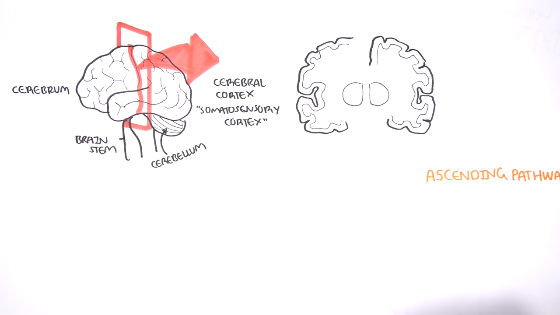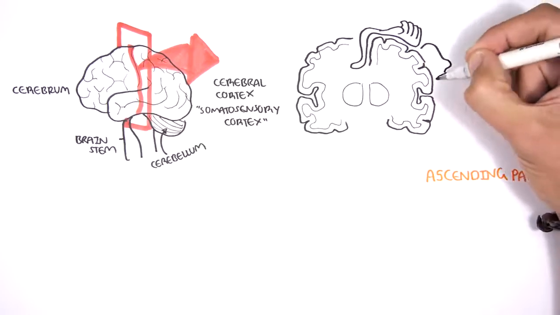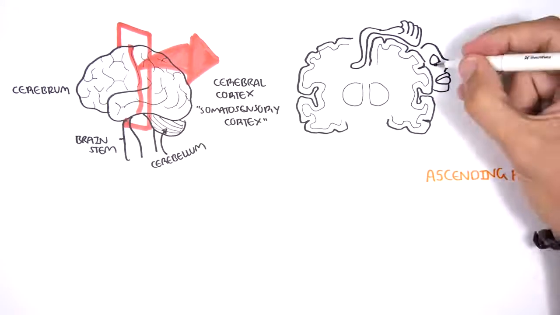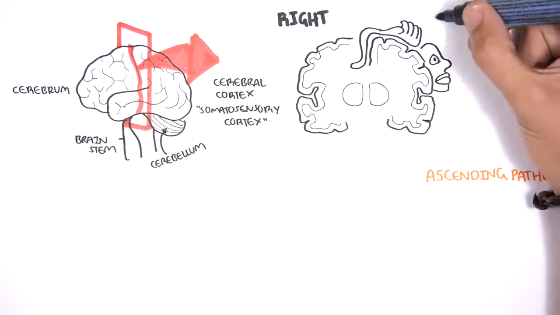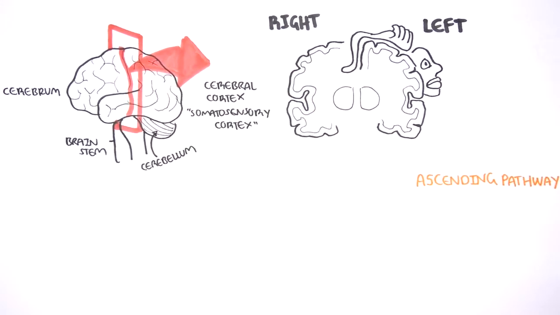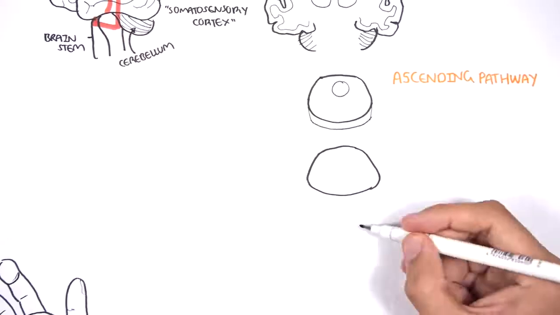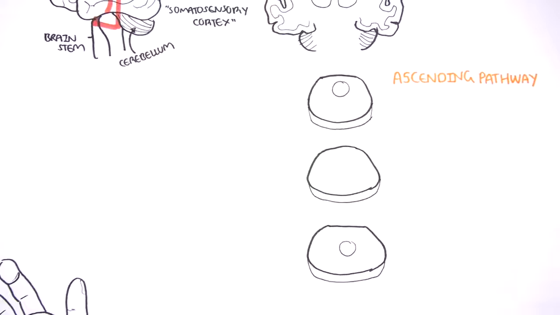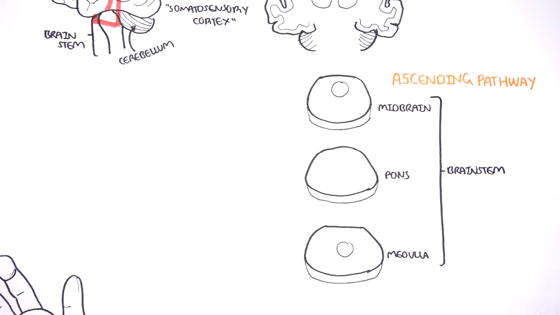So for example, let's look at the left side of the somatosensory cortex. The outer region here represents the leg, hand, and face. Again, this is your right side and this is your left side of the brain. The brain continues on and joins with the brainstem, which is made up of three main components: the midbrain, pons, and medulla. These are cross-sections of the brainstem.